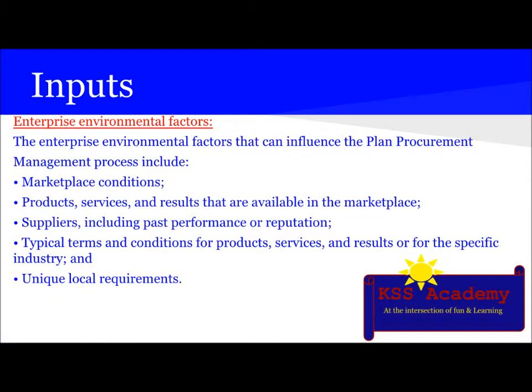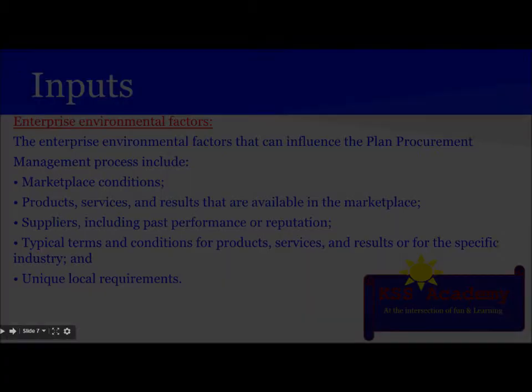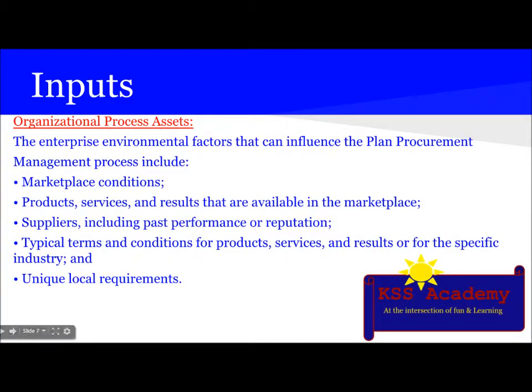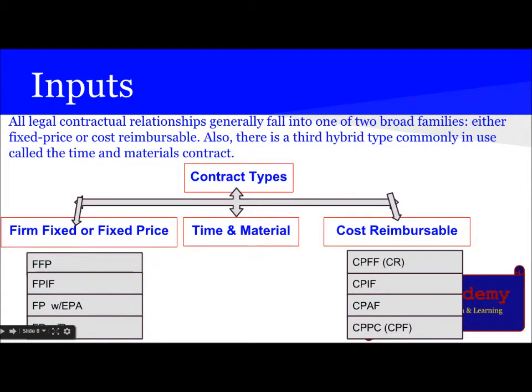The next input is enterprise environmental factors that can influence plan procurement management, including marketplace conditions, products, services, and results that are available in the marketplace, suppliers including past performance or reputation, typical terms and conditions for products, services, and results or for the specific industry, and unique local requirements. And the last input is organizational process assets, including marketplace conditions, products, services and results that are available in the marketplace, suppliers including past performance or reputation, typical terms and conditions, and unique local requirements.